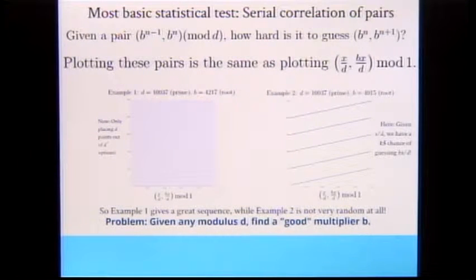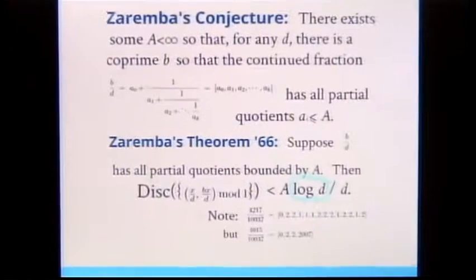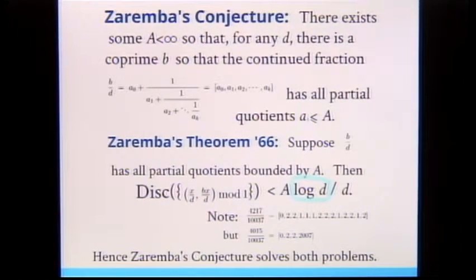You compute the continued fraction of b over d, and those points are great points for sampling a Monte Carlo integration. This is a terrible set on which to sample a quasi-Monte Carlo integral. Okay? So Zaremba's conjecture, if it were true, would solve both the numerical integration and pseudo-random number problem. Of course, it's still a conjecture.